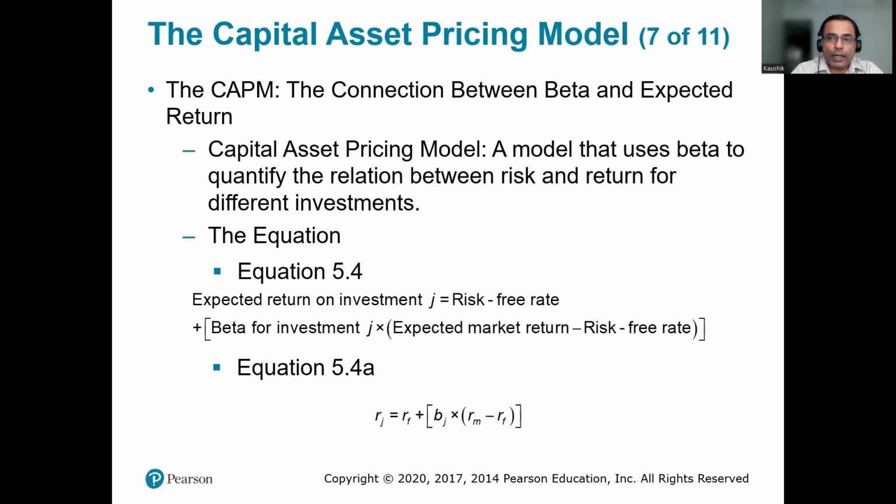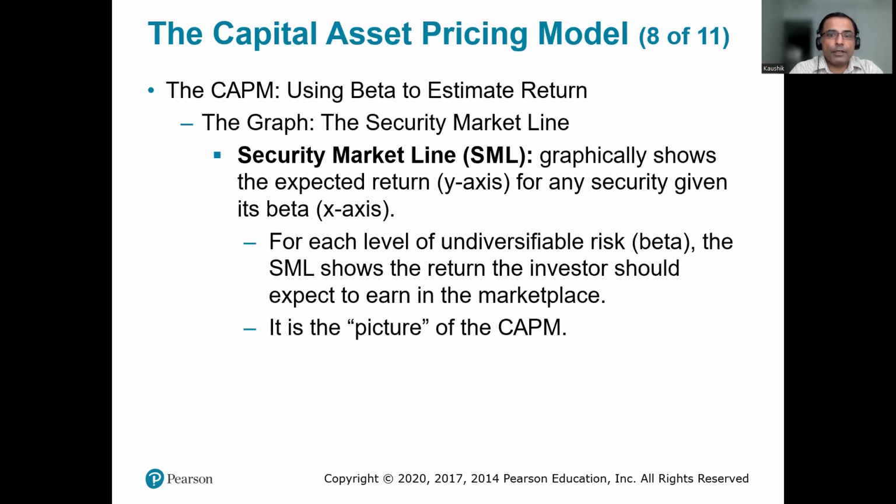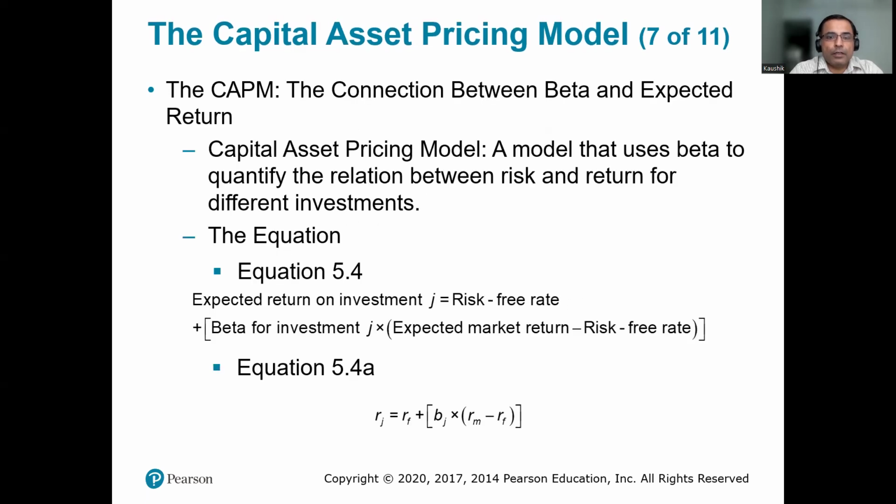So how do we connect beta with expected return? The assumption here is that diversifiable risk can be eliminated or minimized through a suitable portfolio. We are comparing beta, or undiversifiable risk, with the expected return. So expected return means risk-free rate plus risk premium. The risk premium is beta times the expected market return minus the risk-free rate.